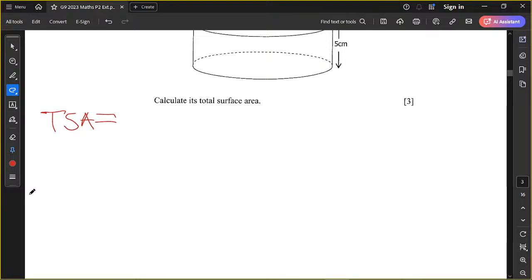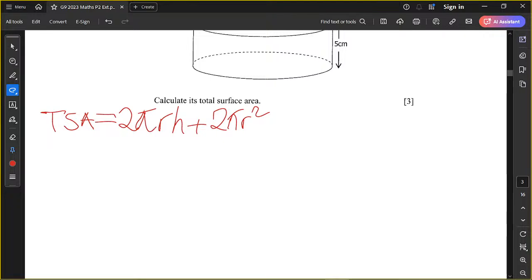So the formula is we write 2 pi r h, where r is radius, pi is given, and h is height, then we say plus 2 pi r squared. Okay, now once we have come up with this, then this is the formula.